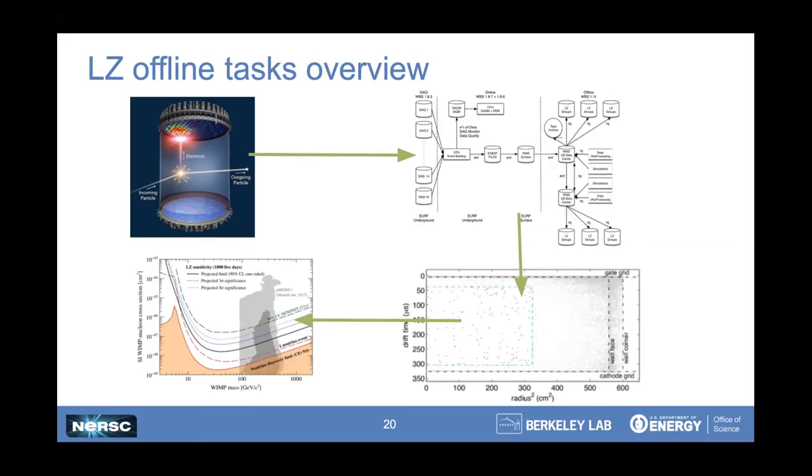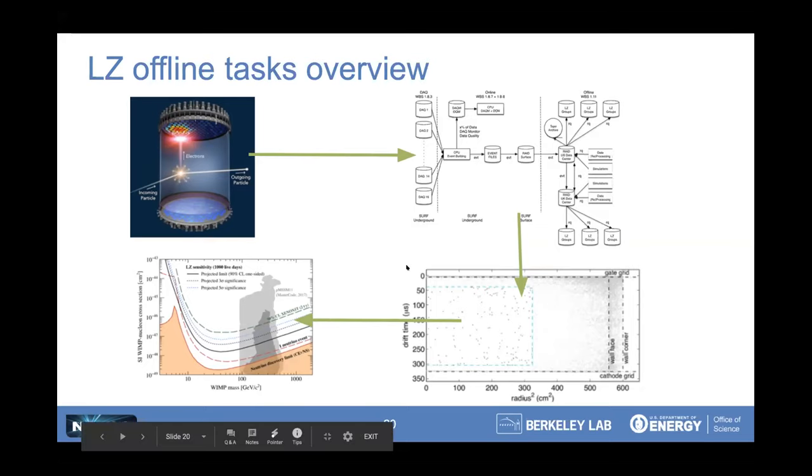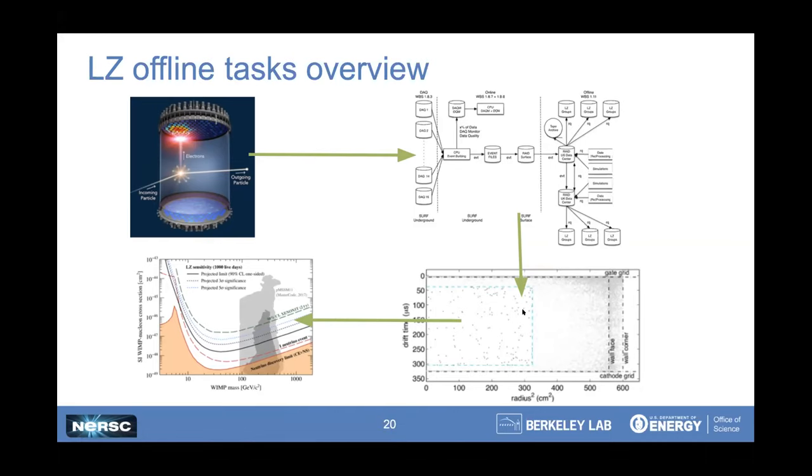And then we have to apply some analysis, and then we get this nice plot. This is simulation, by the way, where we have the drift time as a function of the square of the radius here. And then we decide that this is the volume we want to investigate for dark matter. And from this, we want to be able to establish this, which is the limit on the WIMP dark matter cross section.